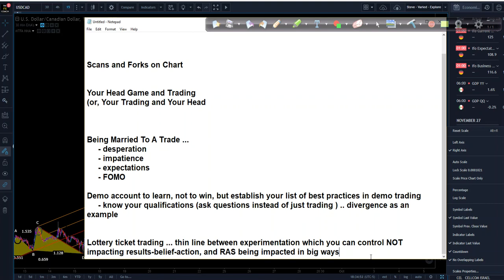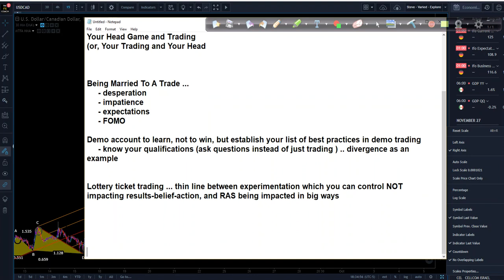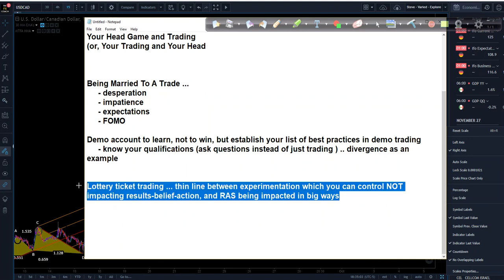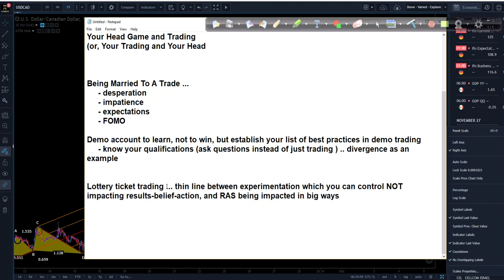Experimenting is something you can control without impacting results, beliefs, and actions, and your RAS being impacted in big ways. So again, sometimes this is going to come down to the trader, but I have to teach at the group level. Some traders are going to be able to take lottery ticket trades. They're going to be able to process it in their head: I know I'm not trading live money, I'm really just seeing what happens here. And then they can filter the good ones from the bad without affecting their RAS. Some people can do that.